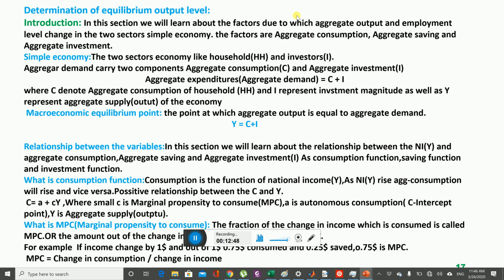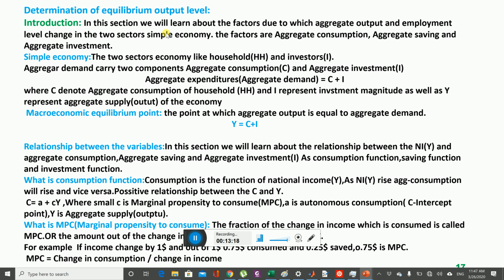And we will learn what the factors are due to which GDP, employment level, aggregate demand, and aggregate supply increase. In this section we will learn what the factors are due to which the employment level in the economy, the output level in the economy, the investment magnitude in the economy, and economic activities increase.